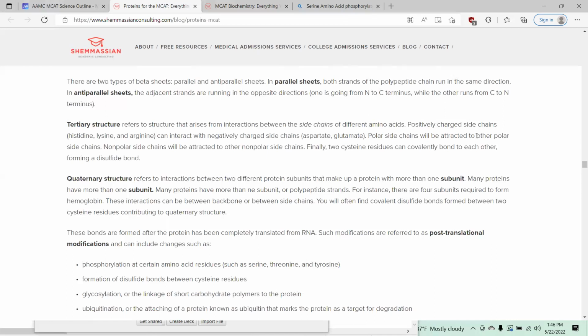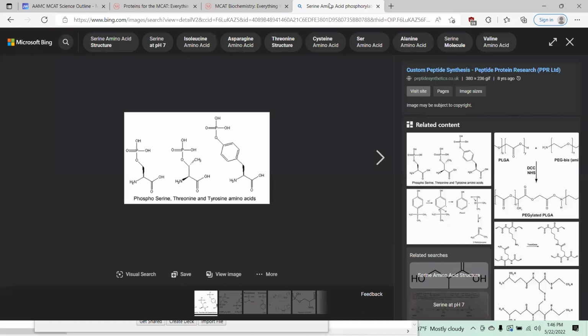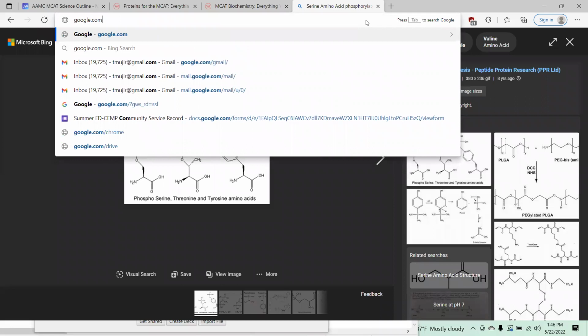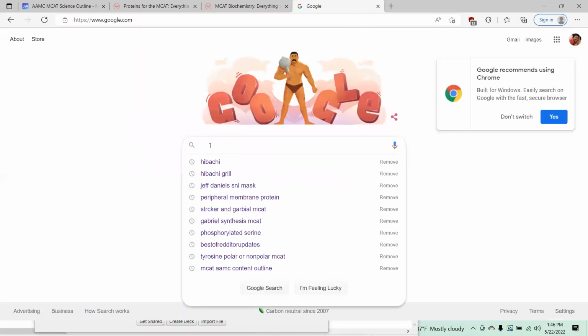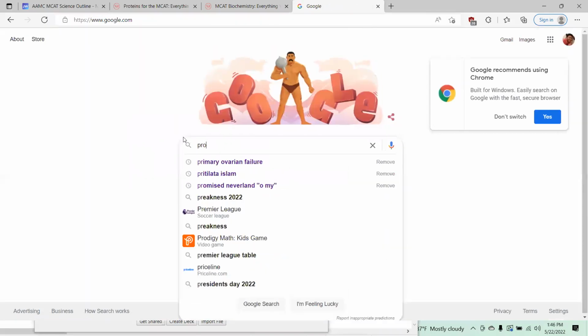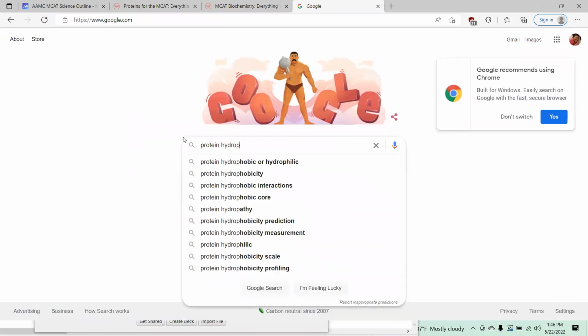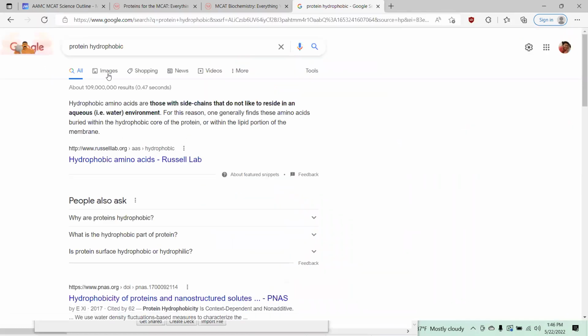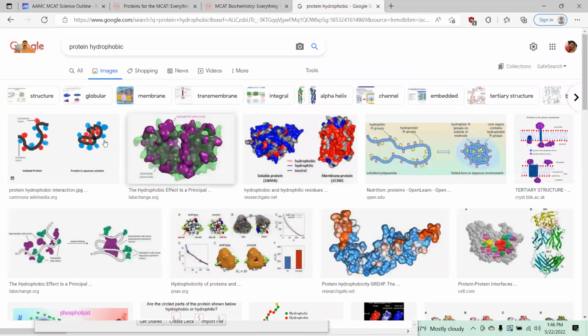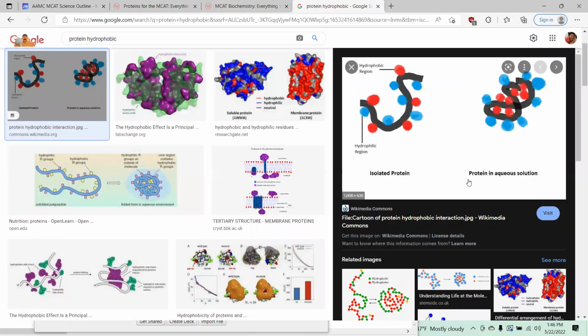Polar side chains can be attracted to other polar side chains. Non-polar side chains can attract to other non-polar side chains through hydrophobic interactions. So what does that mean? This is actually very important for understanding why proteins arrange the way that they do.